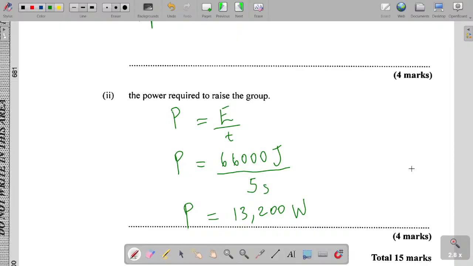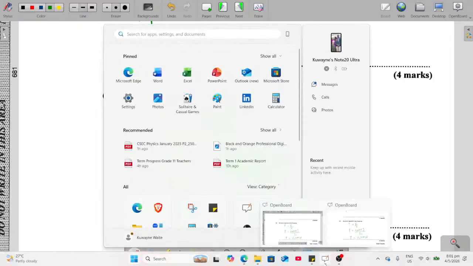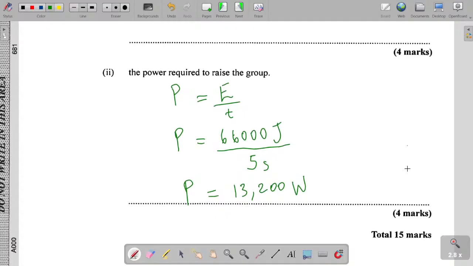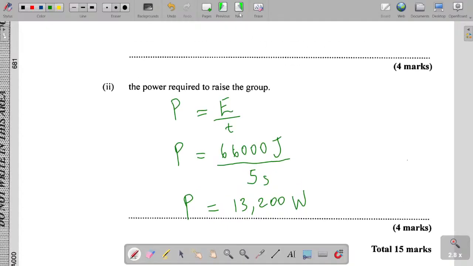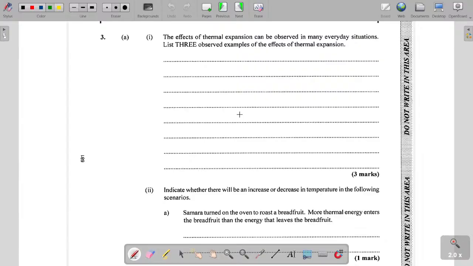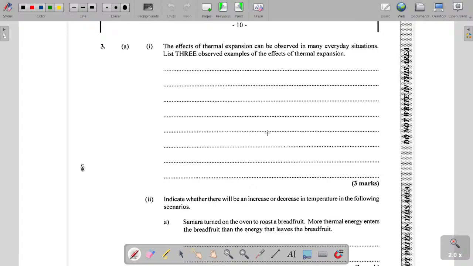Alright, and you would have actually completed the next part of question 2. So we're moving on to question 3, and this is going to be the last question for tonight. I will do questions 4 to 6 in the next session. So let's conclude the session with question 3.